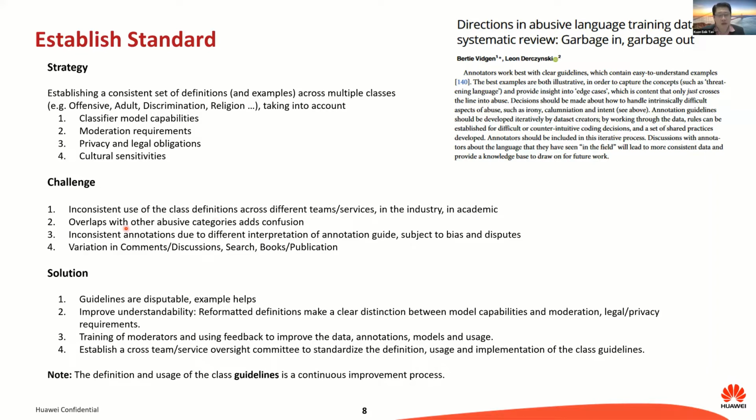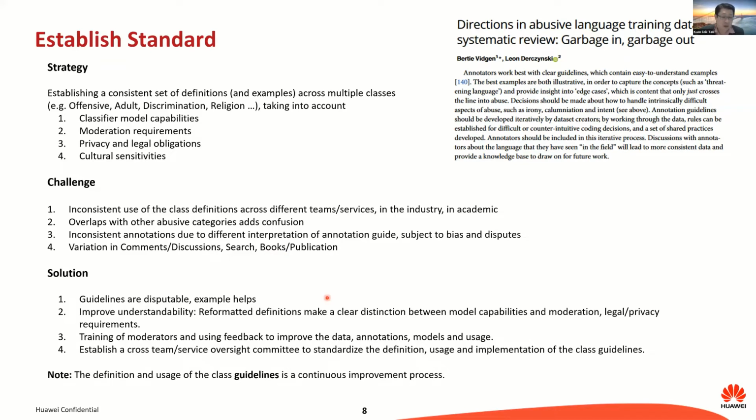The second thing is that there are also overlaps between different classified categories. This will add confusion from the moderator's perspective. There's also inconsistent annotation due to different interpretations of an annotation guide, which, due to cultural differences, is also to some extent subject to bias and dispute. There are also variations when it comes to comment discussions, which we often see in the comments area and in search, as well as book publication, as I mentioned earlier.